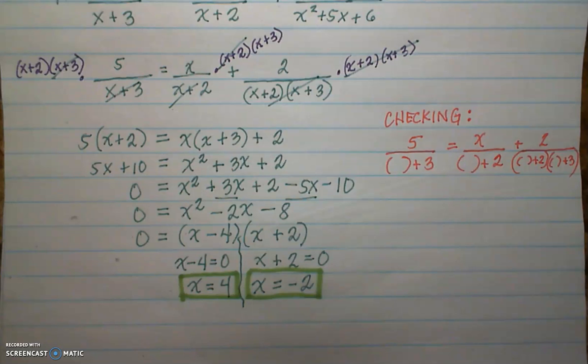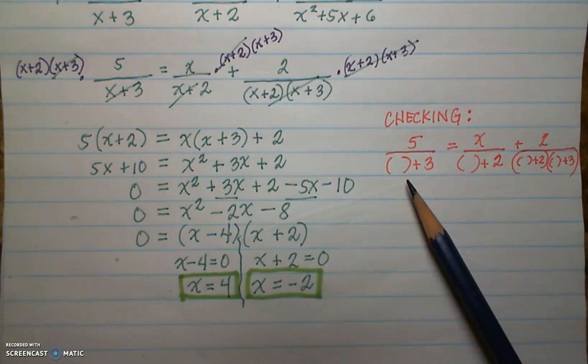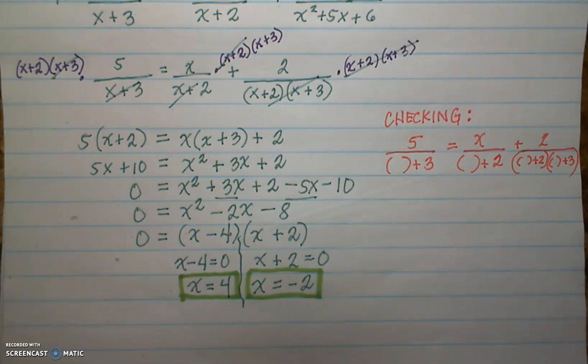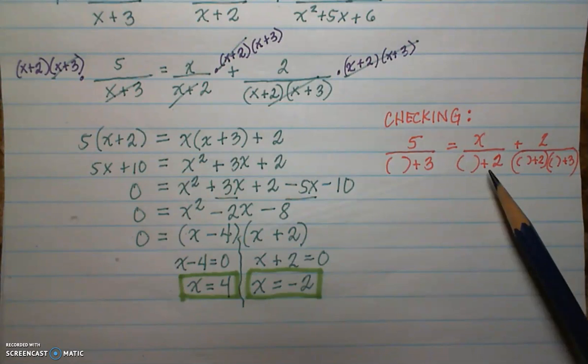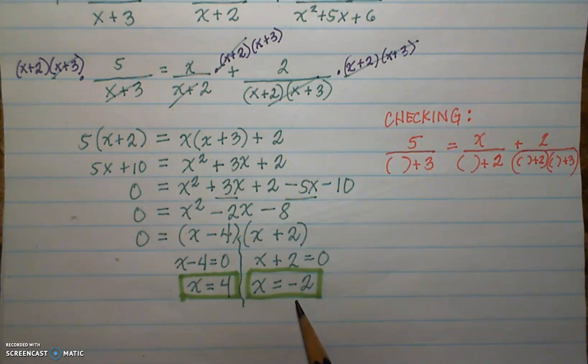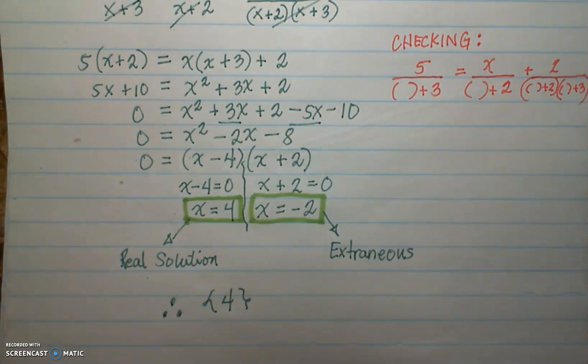Now check for extraneous solution. If you plug in the 4 in all these parentheses, there's no way that the denominator becomes a 0. However, if you plug in the negative 2 on here, it will be a 0. Therefore, 4 is a real solution and negative 2 is an extraneous solution. Therefore, for this example, the solution is just 4.